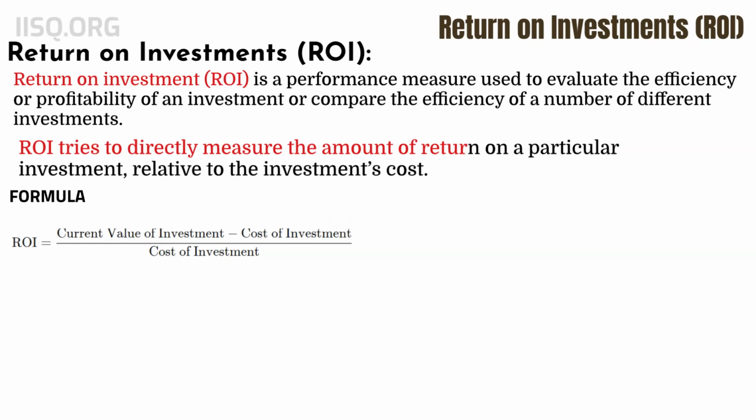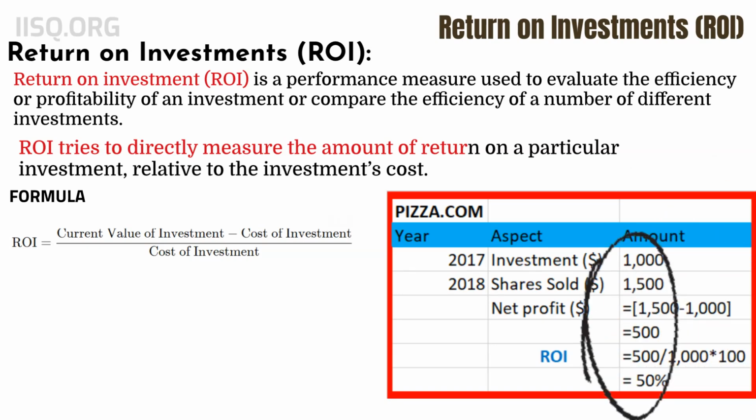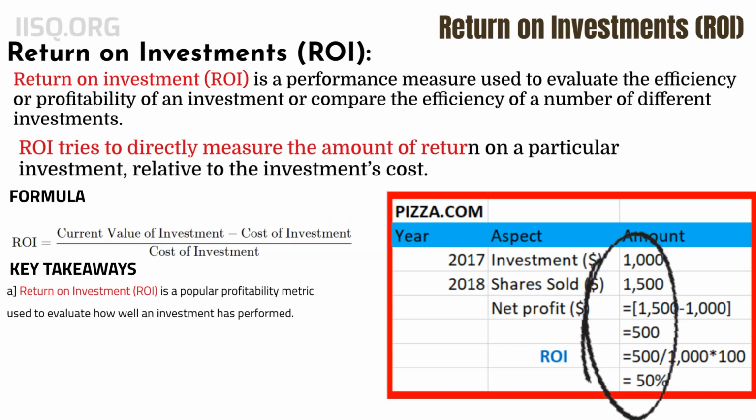For example, suppose you have invested $1,000 in your company Pizza.com in 2019, and 1 year later, sold the shares for a total of $1,500. Here, your net profit is $500. To calculate the return on this investment, divide the net profits by the investment cost and express as percentage. So ROI equals 50%. So for the ROI, the key takeaways are: return on investment, ROI, is a popular profitability metric used to evaluate how well an investment has performed.